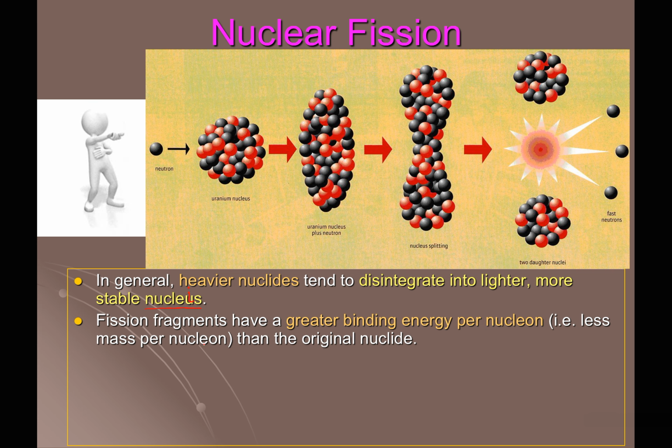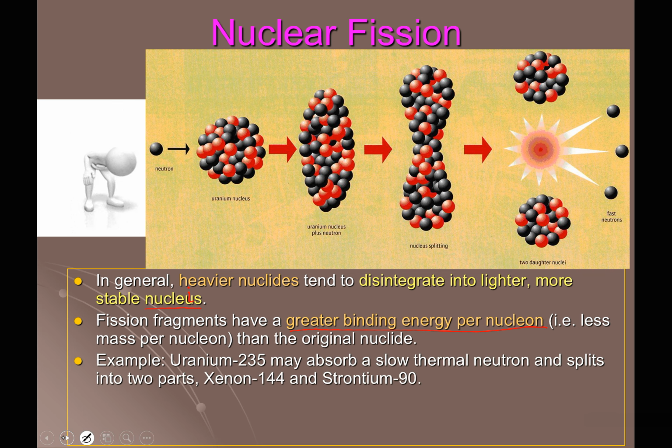Fission fragments, which are the products, will have a greater binding energy per nucleon, just like the products of nuclear fusion. Of course, they will have less mass per nucleon than the original nuclide, because that smaller mass is compensated for by the emission of energy. So in both nuclear fusion and nuclear fission, energy is released because the difference in total mass on both sides is compensated for by the emission of energy.